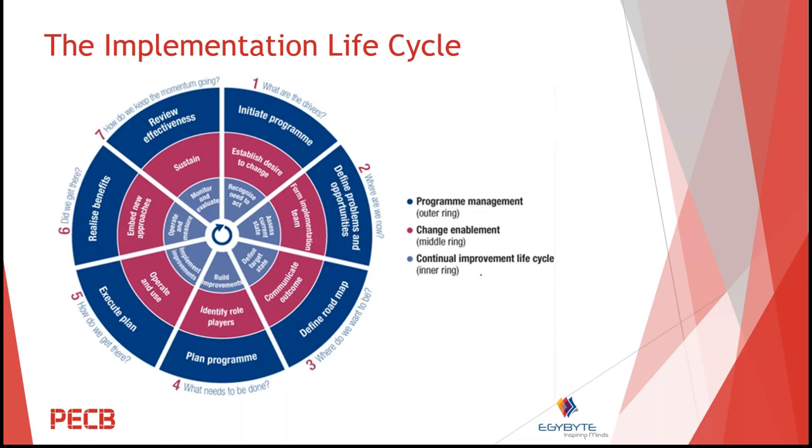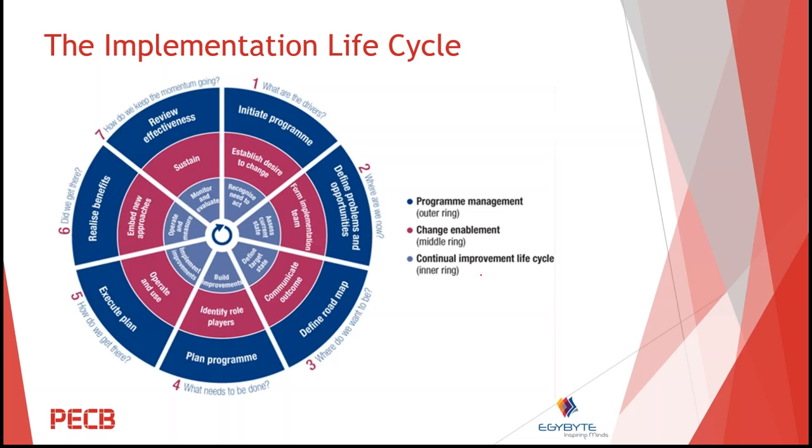The outer ring is for program management, those who are managing the program and the two or more projects inside it. And the middle ring, which is change enablement, they are the managers, senior managers, team leaders, and all the people who can manage the IT staff who will implement the project or projects we have, and the business participants from other departments rather than the IT department, from any other department inside our organization. And the inner ring is about the continual improvement lifecycle, which means simply the people who will do the change by themselves, by their hands, implemented by themselves.